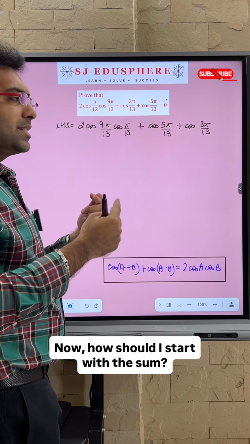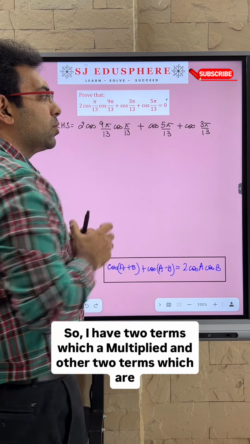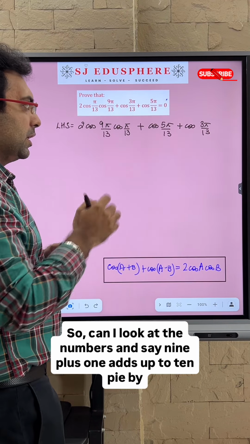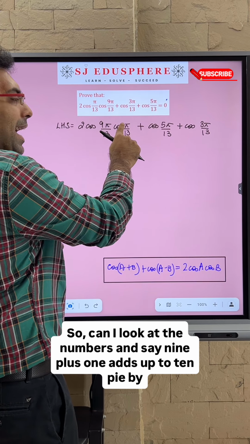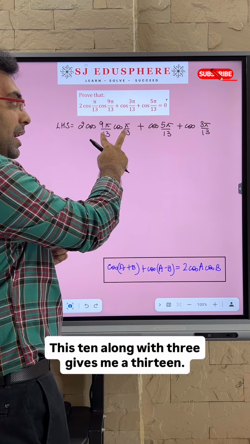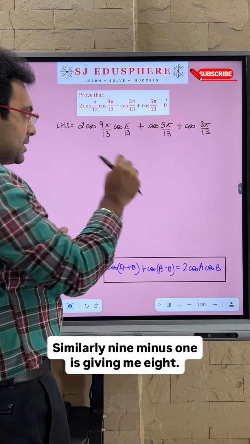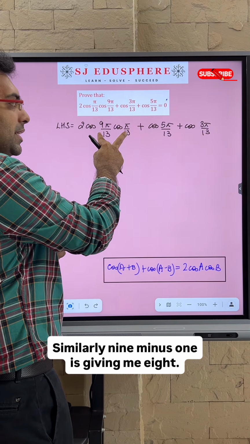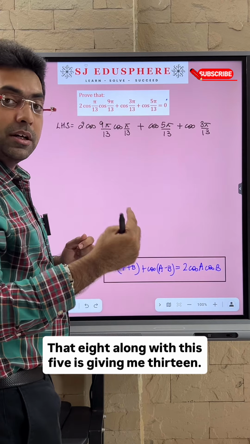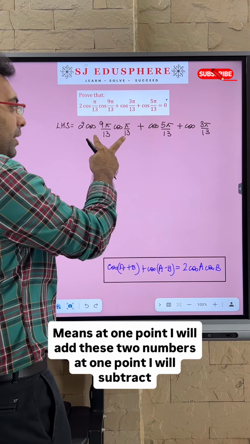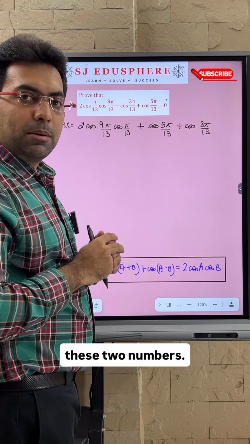Now, how should I start with the sum? So I have two terms which are multiplied and other two terms which are getting added. Can I look at the numbers and say 9 plus 1 adds up to 10 pi by 13. This 10 along with 3 gives me a 13. Similarly, 9 minus 1 is giving me 8. That 8 along with this 5 is giving me 13. Means at one point I will add these two numbers, at one point I will subtract these two numbers.